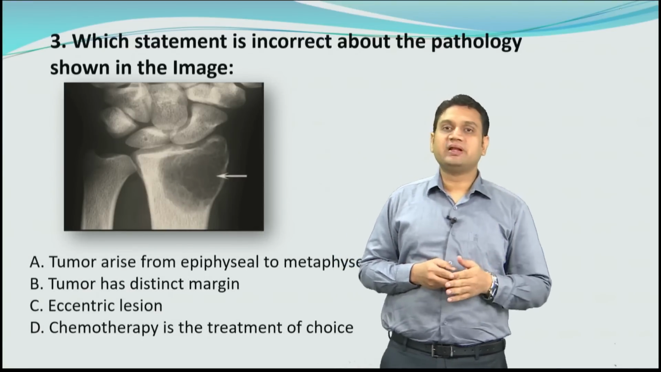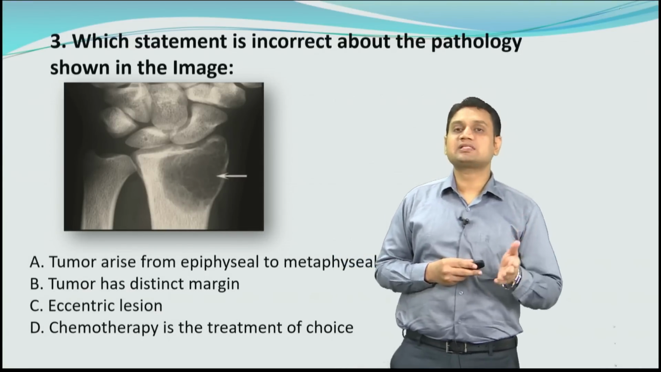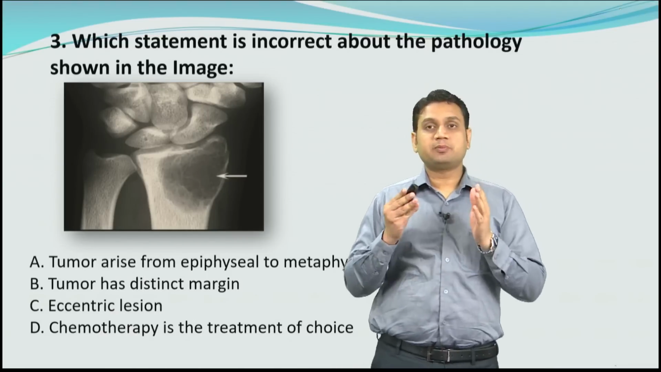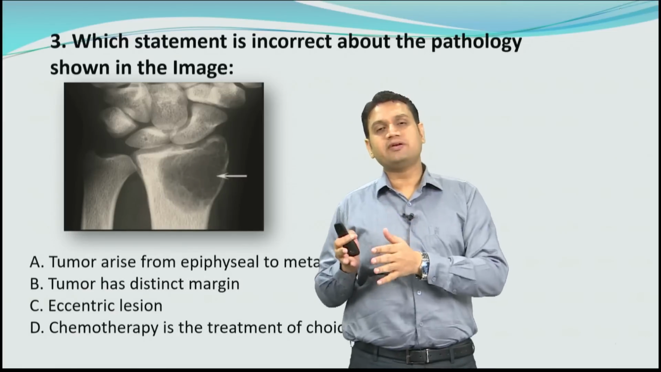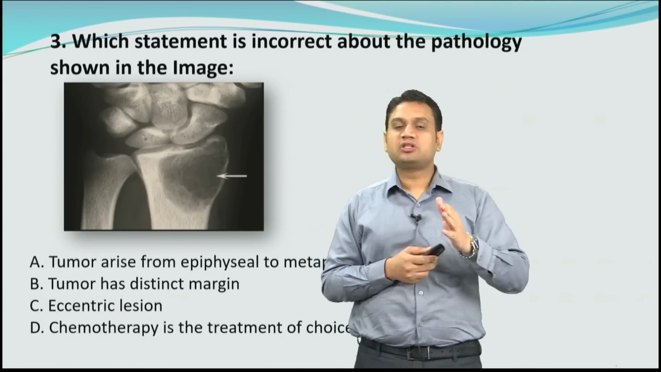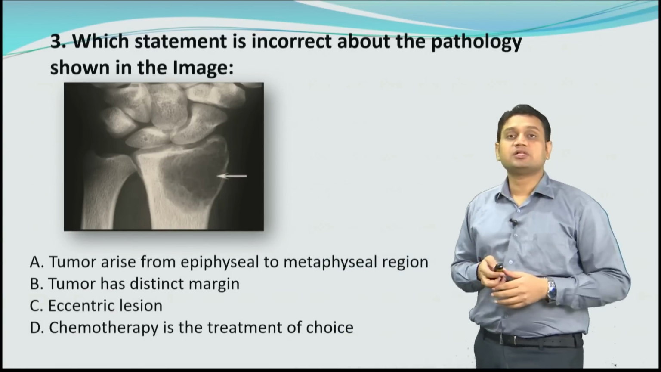Chemotherapy doesn't have a role to play because giant cell tumor is a benign aggressive lesion. The proportion of going into aggressiveness is only 5 to 10%, less than that, right? So chemotherapy doesn't have a role to play in the cases of giant cell tumors.